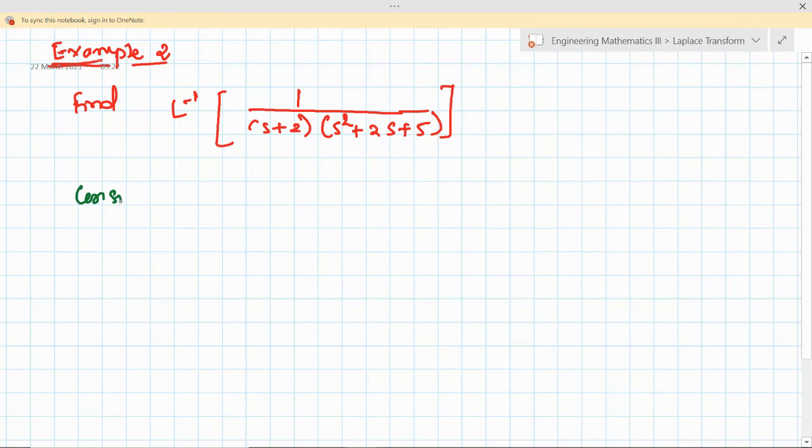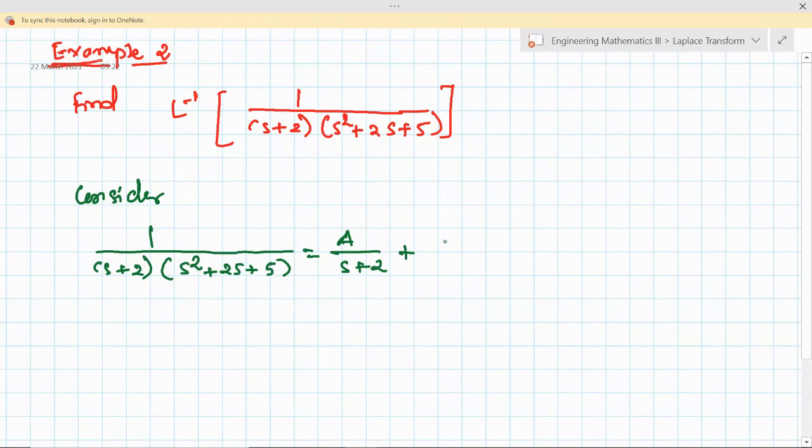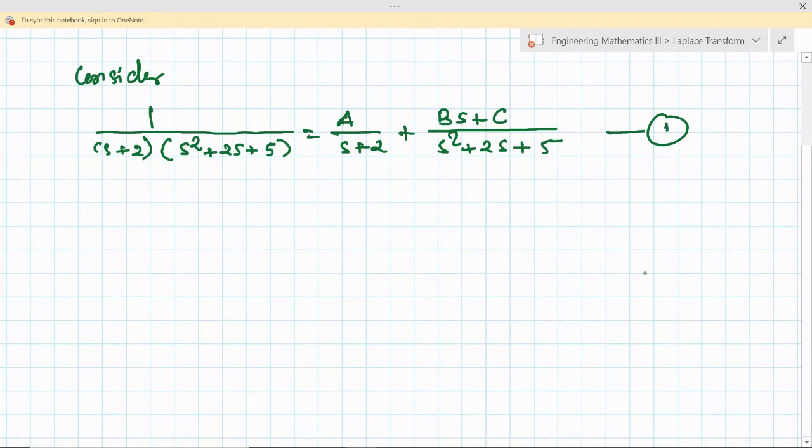So now consider 1 upon (s plus 2) into (s square plus 2s plus 5). This has a linear factor and an irreducible quadratic factor. This is equal to a upon the first factor s plus 2, plus, for the irreducible factor we take bs plus c divided by s square plus 2s plus 5, as we discussed in the rules at the start of this lecture. Call it equation number 1. Find equation number 2 and then find the values of a, b, c.